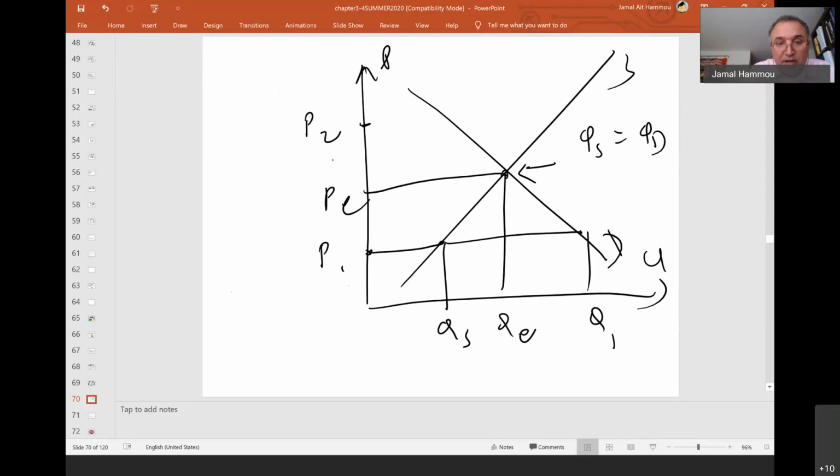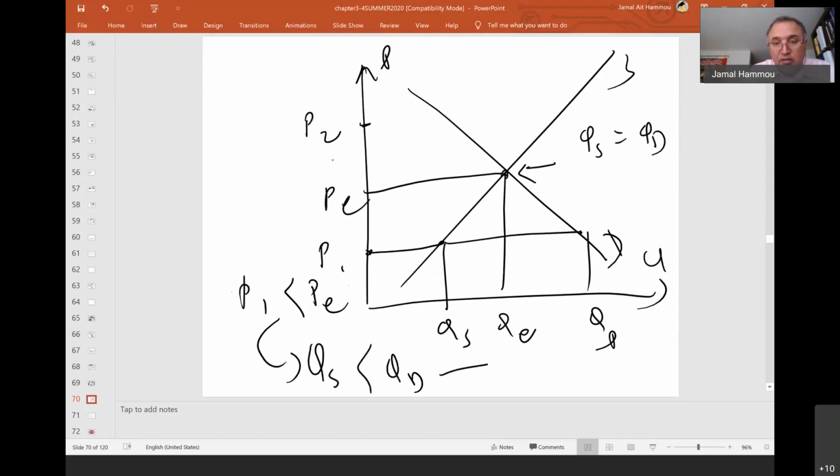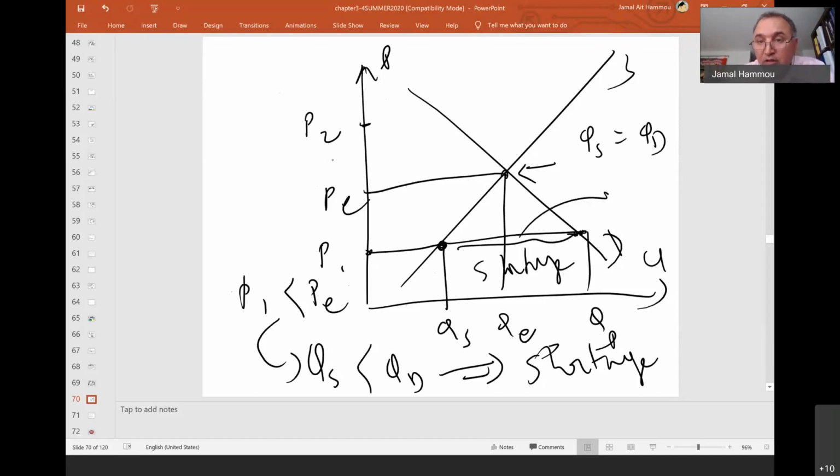So at the price P1, it's less than equilibrium. We'll have what is called QS is less than QD. It's called shortage. Shortage means that more people want the product than you have to sell. From this point here to here, we call it shortage. How much is the shortage? It will be QD minus QS. So for example, if I have here 100 and I have here 40, the shortage is 100 minus 40, which gives me 60.